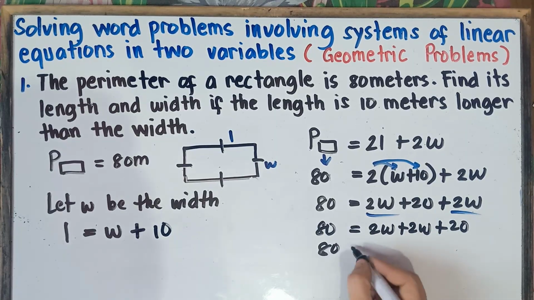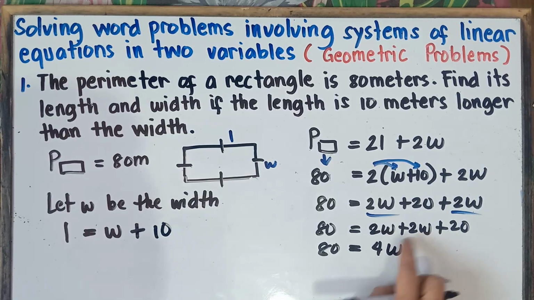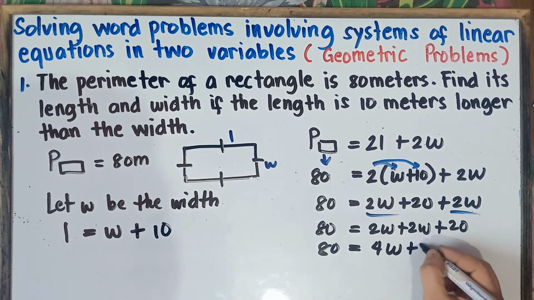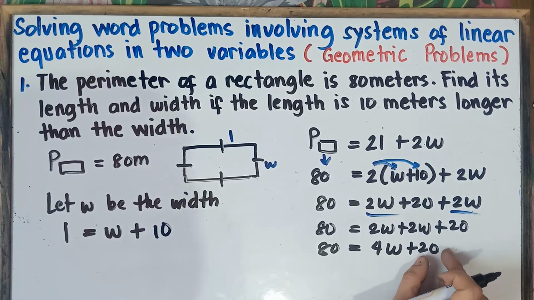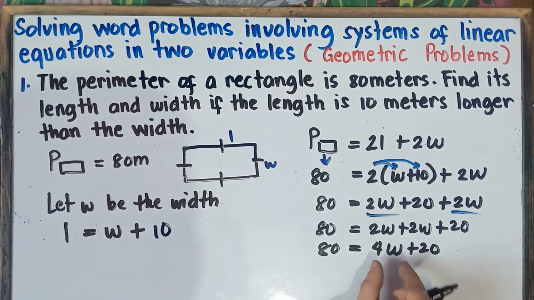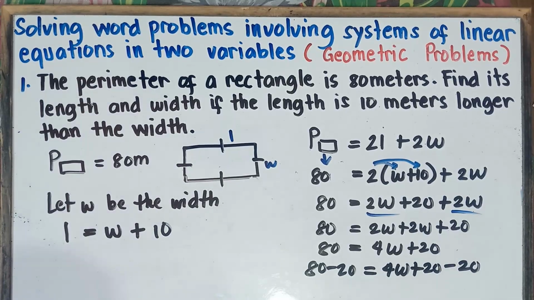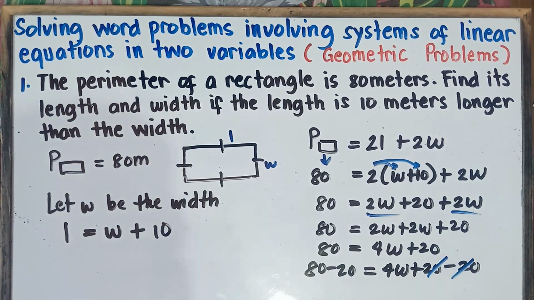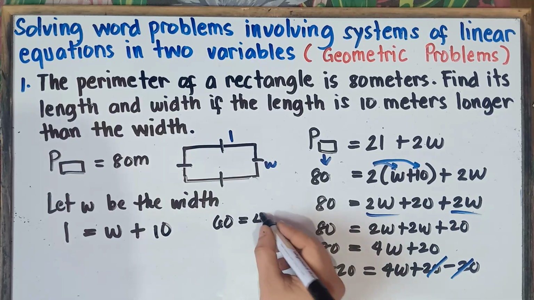So this will be 80 equals 2W plus 2W, which is 4W. Add the numbers, 2 plus 2 is 4, and simply copy W plus 20. To get W, we can subtract both sides by 20 so that we can cancel this out, and the remaining expression will be only 4W. So this will be 80 minus 20 equals 4W plus 20 minus 20. Question, sir, why do we need to subtract both sides by 20? So that we can cancel this out and the remaining expression will be only 4W. Then 80 minus 20 is 60, equals 4W.